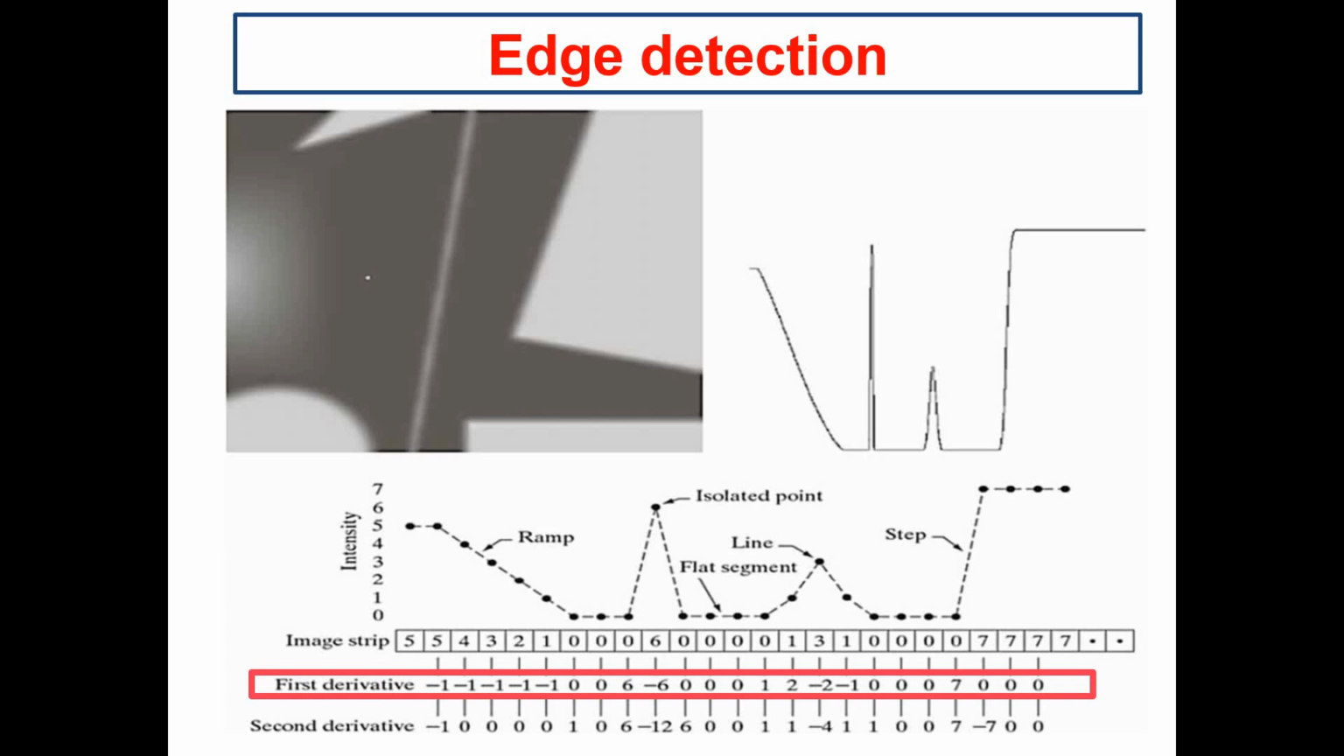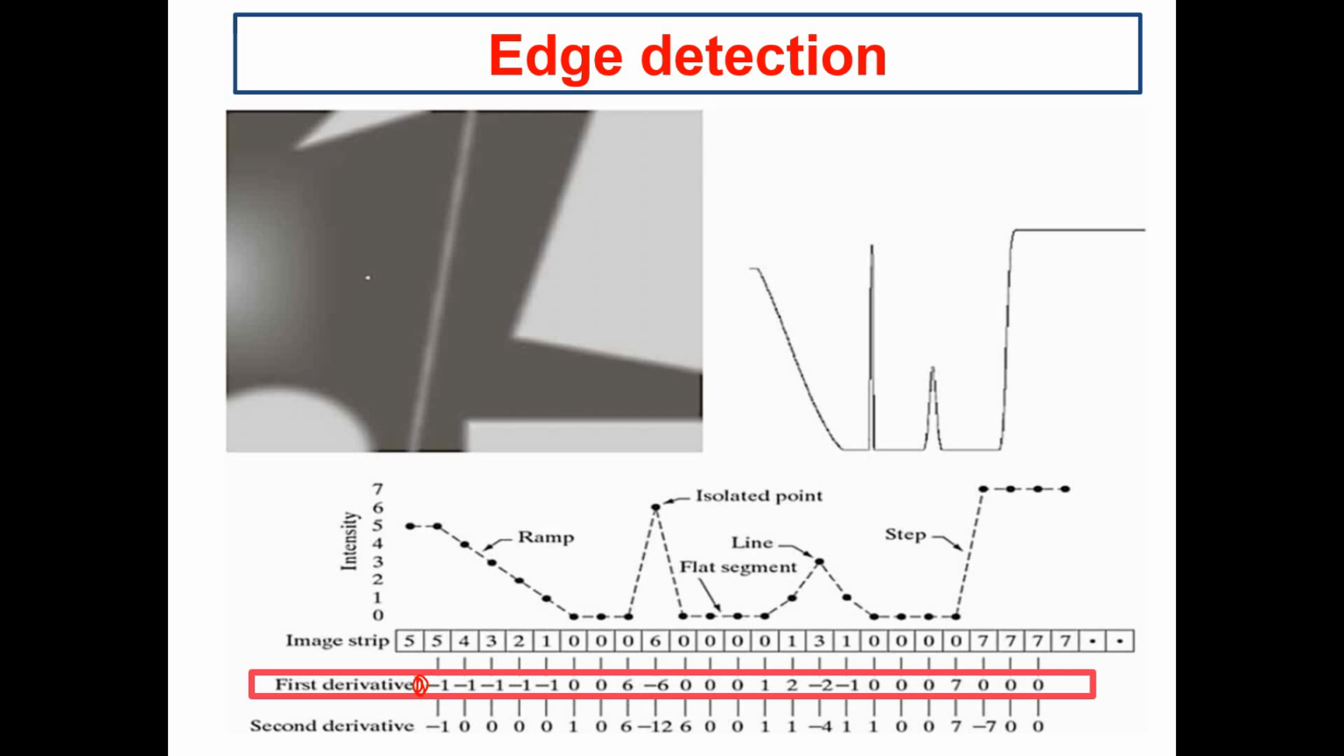So basically what we are trying to do, 5 minus 5 is 0. The 0 is supposed to be here. The 0 is missing. There is supposed to be a 0 over here. 4 minus 5 is minus 1. 3 minus 4 is minus 1. 2 minus 3 is minus 1. 1 minus 2 is minus 1. 0 minus 1 is minus 1. 0 minus 0 is 0, and so on and so forth, until you get a point where you observe a high value of 6.